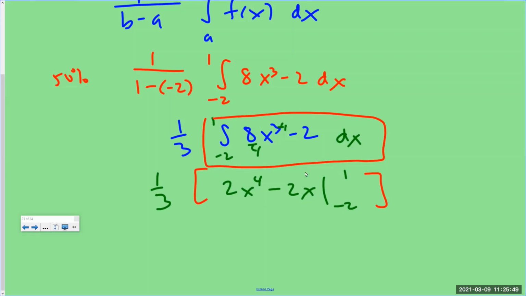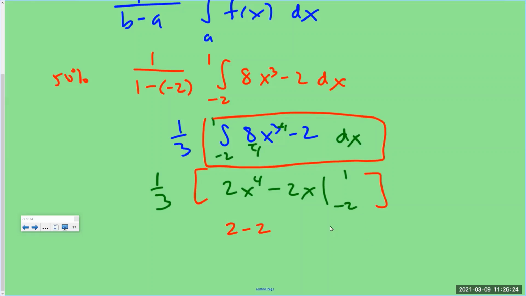Okay, so first you're going to plug in the 1. Guys, if you plug in the 1 first, what do you get? Plug in the 1. Do you see you get 2 minus 2? Okay, you still need to write it. Even though it's 0, you still need to write it. Okay, then plug in the negative 2. What's negative 2 raised to the 4th power? Negative 2 times negative 2 times negative 2 times negative 2. What is that? Positive or negative? Positive what? 16, right? So that's going to be 2 times 16.